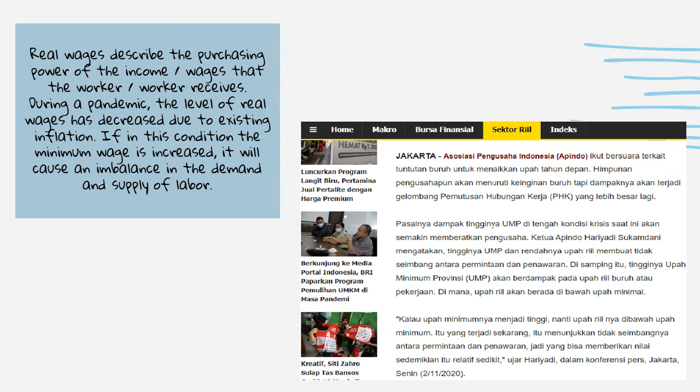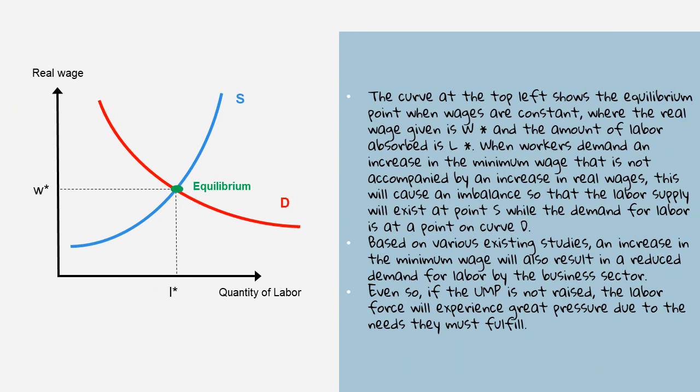The curve at the top left shows the equilibrium point when wages are constant, where the real wage given is W and the amount of labor absorbed is L. When workers demand an increase in the minimum wage that is not accompanied by an increase in real wage, this will cause an imbalance, so that the labor supply will be at a point on the S curve, while the demand for labor is at a point on the D curve.